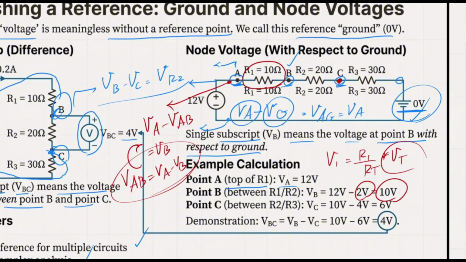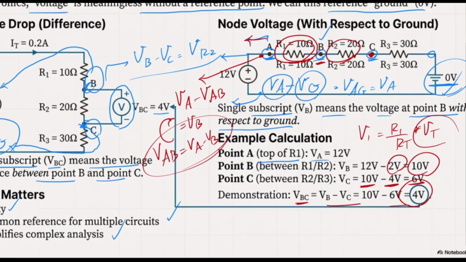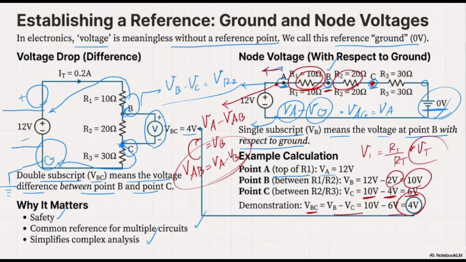What about point C? Point C is going to be VA subtracted by this voltage drop and this voltage drop. It's going to be 10, which we already found from the VB itself, subtracted by 20 times the current, which is going to be 4 volt, and I do have 6 volt. And if, again, VBC is going to be VB subtracted by VC, which is going to be 4 volt, that is going to prove our working. So that was the difference between the voltage drop and node voltage itself.